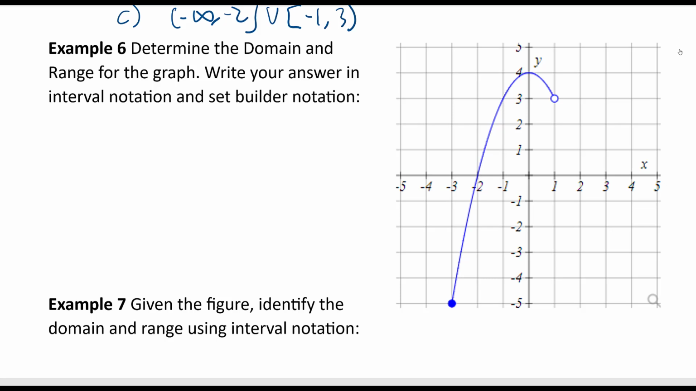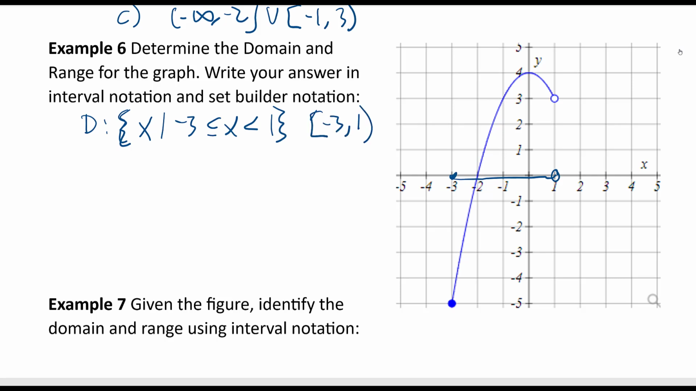Okay, so determine the domain and range for the graph. Write your answer in interval notation and set builder notation. So look at our x values. We have the -3 and it goes up to the 1, but not inclusive. So domain would be, boy, I'm not doing very good writing, x such that -3 is less than or equal to x less than 1. Or we could write it as a bracket -3, comma 1 with a parenthesis.